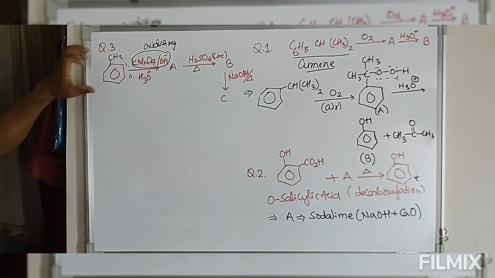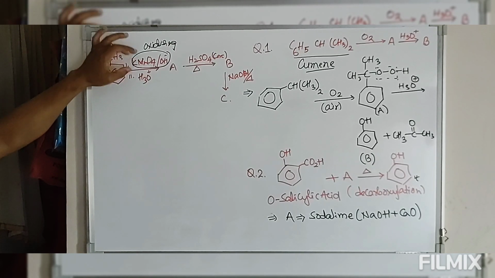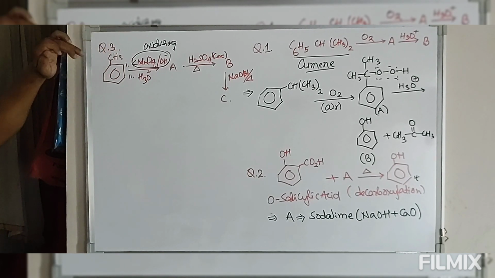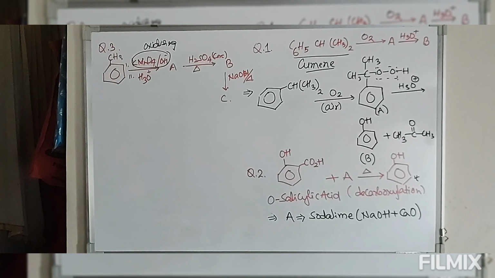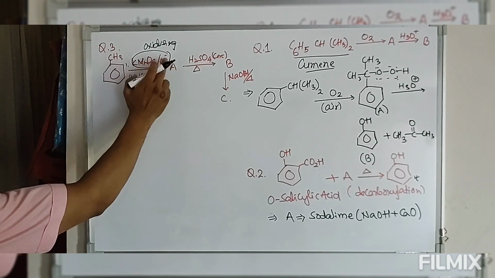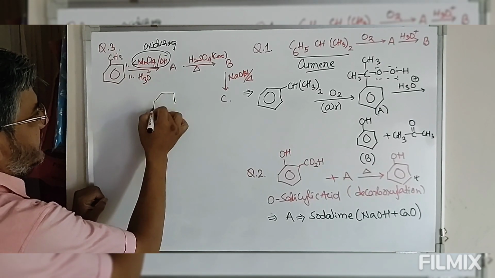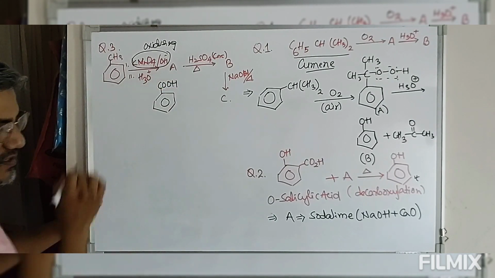So whenever we have alkyl substituted benzenes on reaction with KMnO4, the side chain alkyl group is always oxidized by KMnO4 to carboxylic acid. So this toluene on reaction with KMnO4 in alkaline medium will give the salt of carboxylic acid, which on acidification gives you acid. So we get this carboxylic acid, that is benzoic acid.